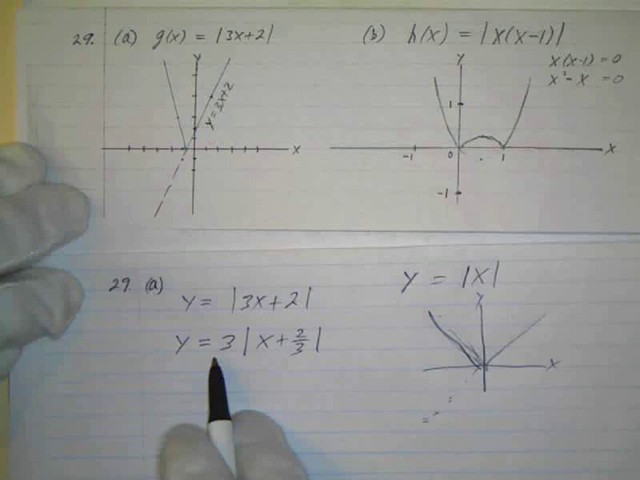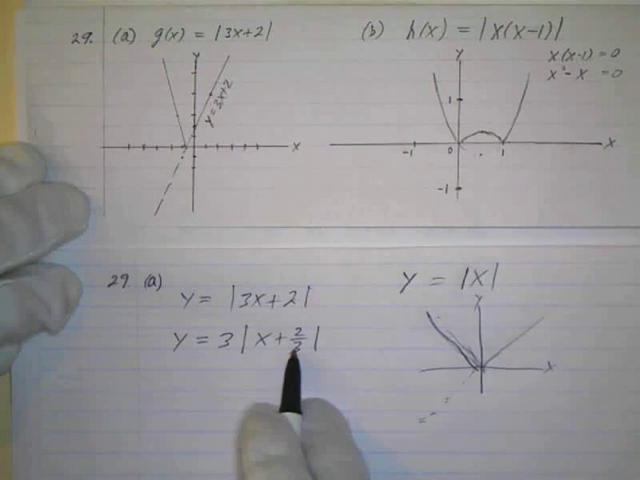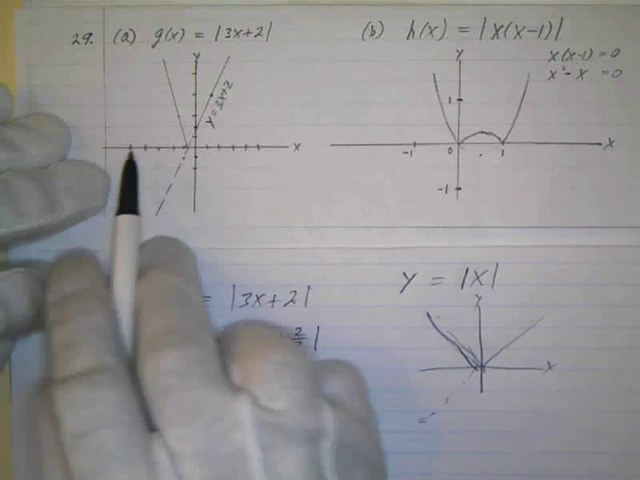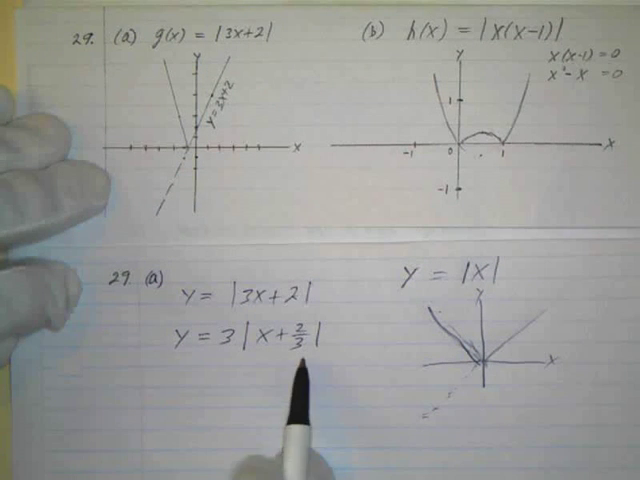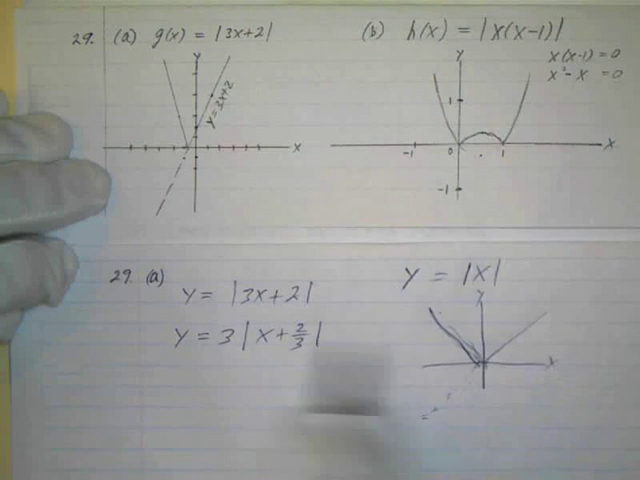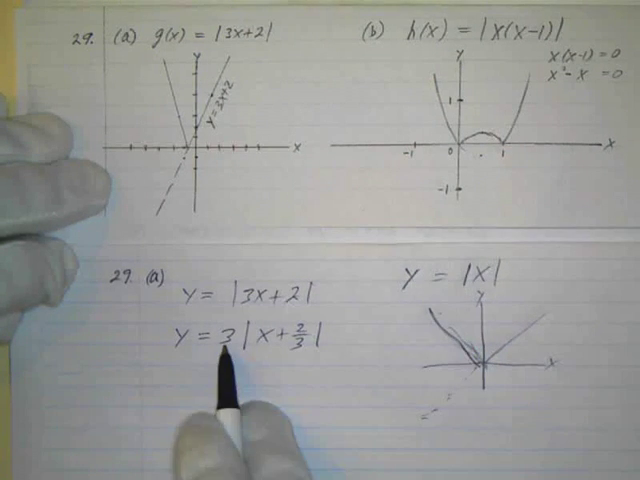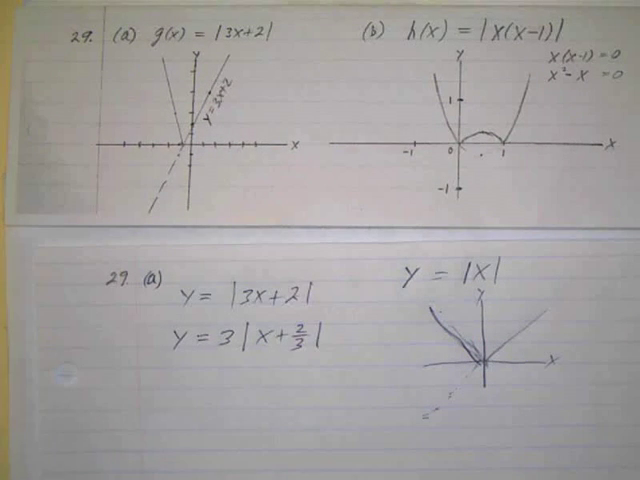So this 3 makes my v a little skinnier. And then it's shifted over 2/3 to the left. So basically, this is what we have. You see, it's shifted 2/3 to the left. And it's a little skinnier v, so that's another way to figure it out. And the slope is 3. That basically is the slope of this. This slope is 1, or plus or minus 1. Here it's plus or minus 3. So that's another way to do it. So there's a couple ways to do that.